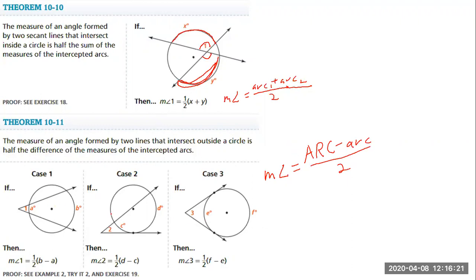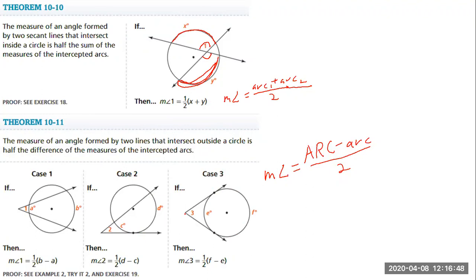So this sums up all three of these cases here at the bottom. In the first one, we have B is the big arc, A is the little arc. So it would be B minus A divided by 2 gives you angle 1. On this one, D minus C divided by 2 would give you angle 2. Case 3, if we took F and subtracted E, then we'd have F minus E divided by 2 gives us angle 3.